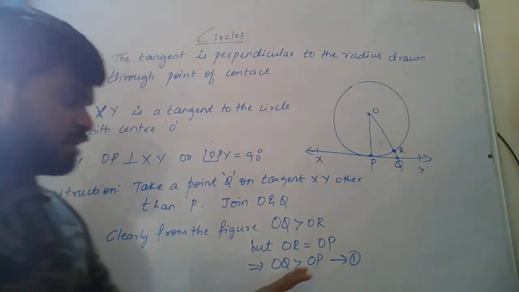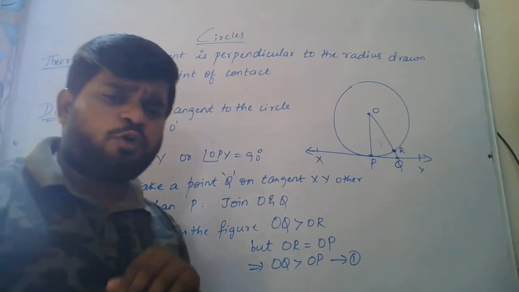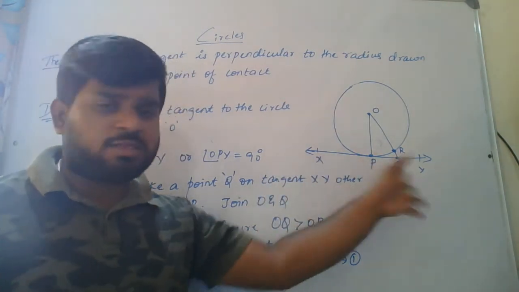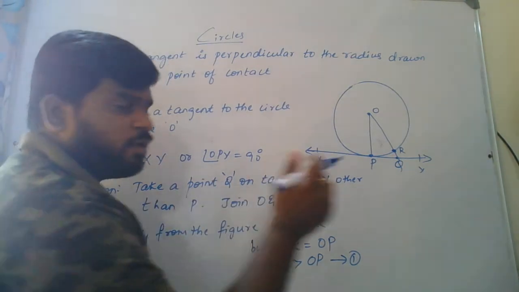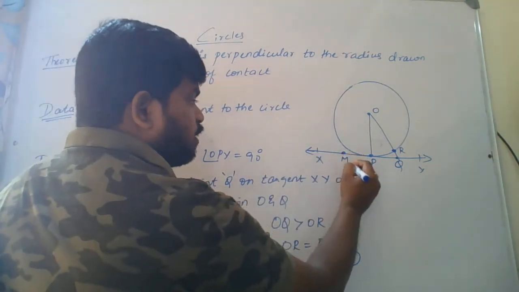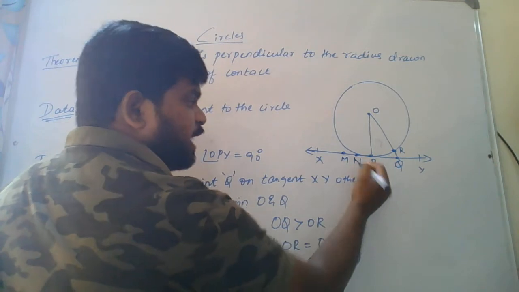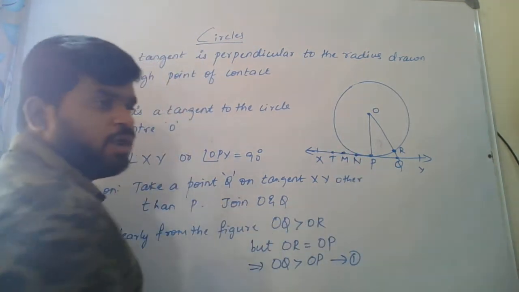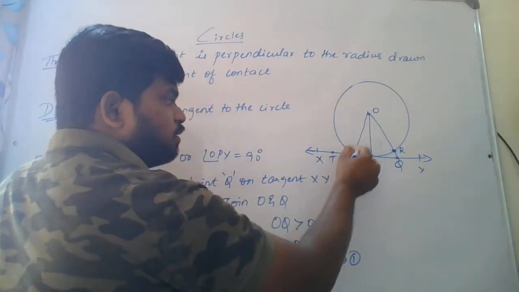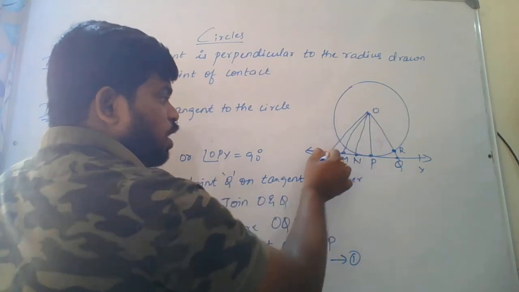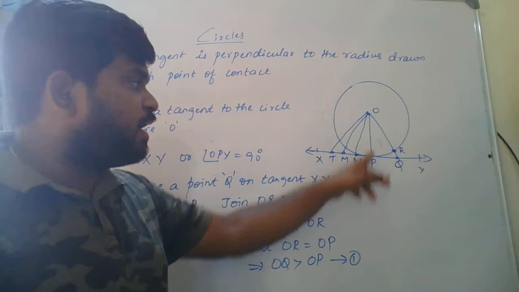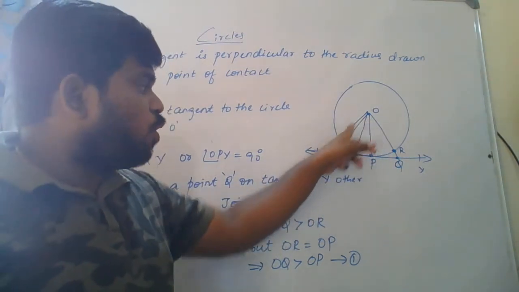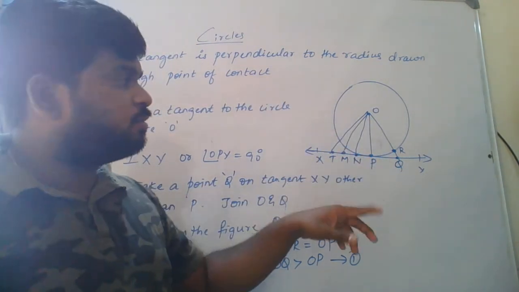So this equation 1 is true for all the points that you take on this line. What I am trying to say is, take any other point. Let's take M over here, very close to P. Let's take N, let's take T. Wherever you take it, you join it. Now this ON will always be greater than OP. This OM will always be greater than OP.